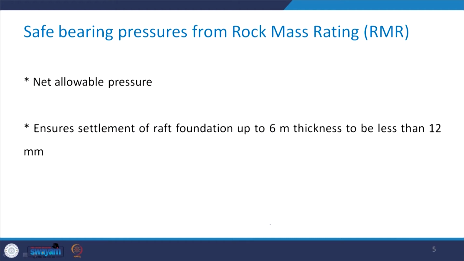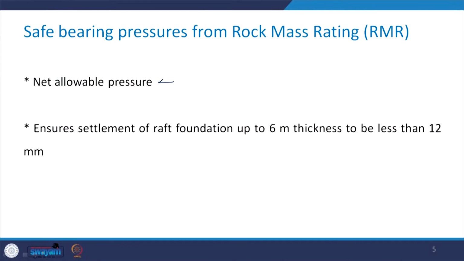Let us take a look at how we can determine the safe bearing pressure from the rock mass rating. The earlier table gave you the overall idea that, if you have some typical type of rocks present in the field, then some values can be assigned as the net safe bearing pressure. Now, this is based upon the rock mass rating.